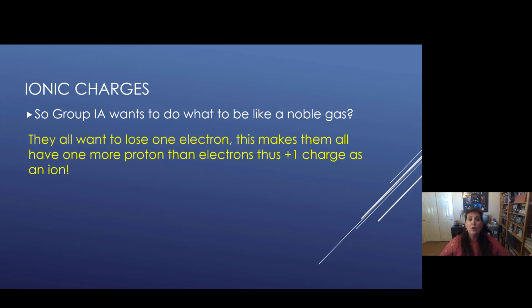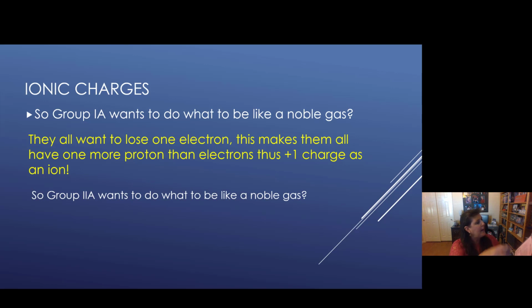So they all want to lose an electron. So again, one negative electron is going to go away. This makes them have a +1 charge. Okay, when you lose negativity, you become more positive. So everything in the first column wants to be +1. So let's remember that. If you have your periodic table, write a +1 at the top of that column. Column 1 is +1.